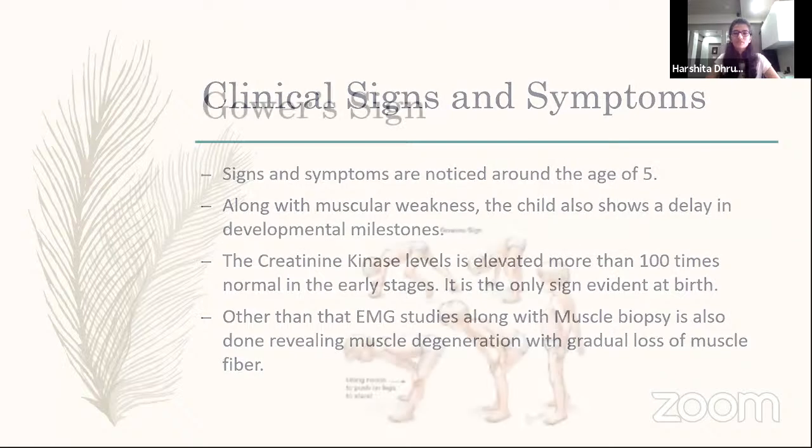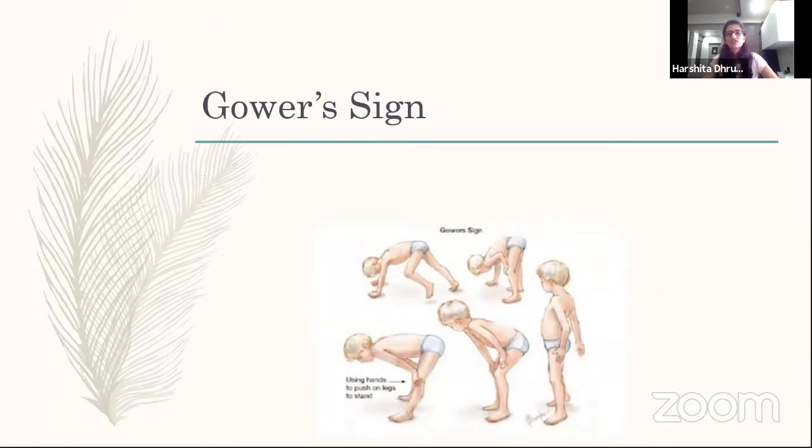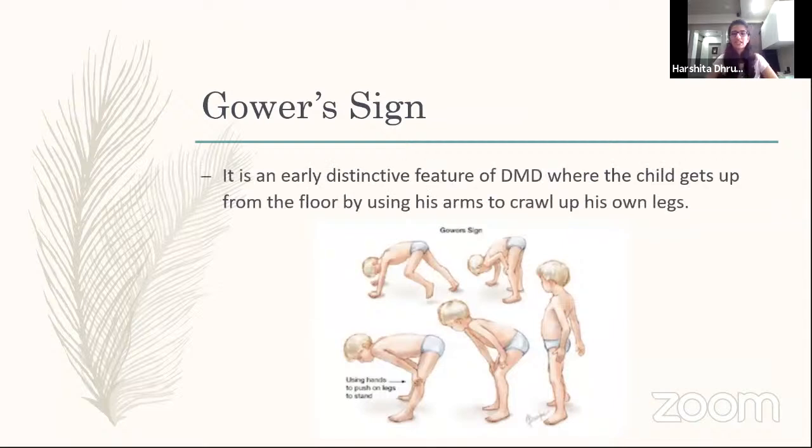Gower's sign. Gower's sign is a very typical indicator of DMD. In this, the baby, since he has muscle weakness, is unable to get up from the floor on his own.